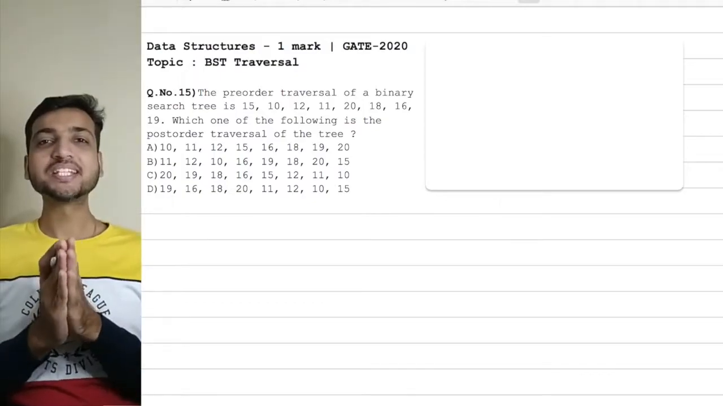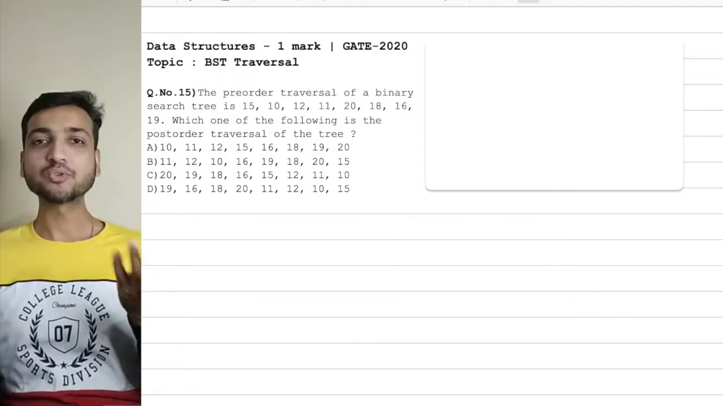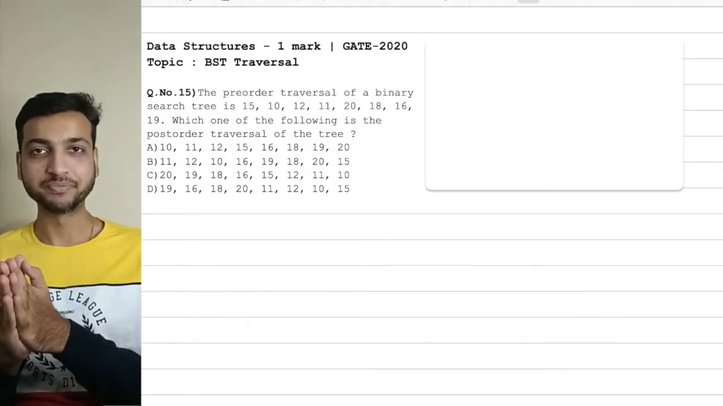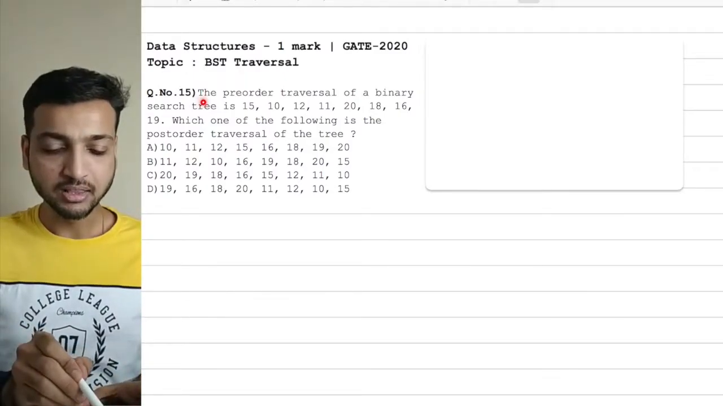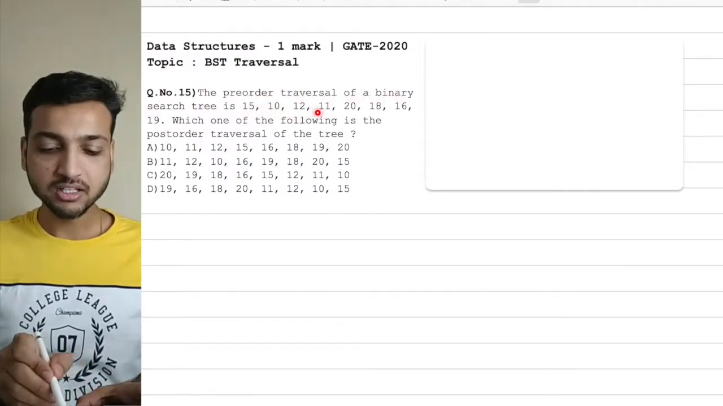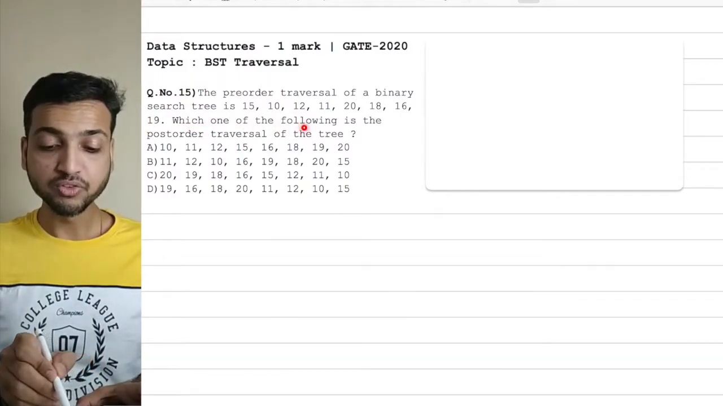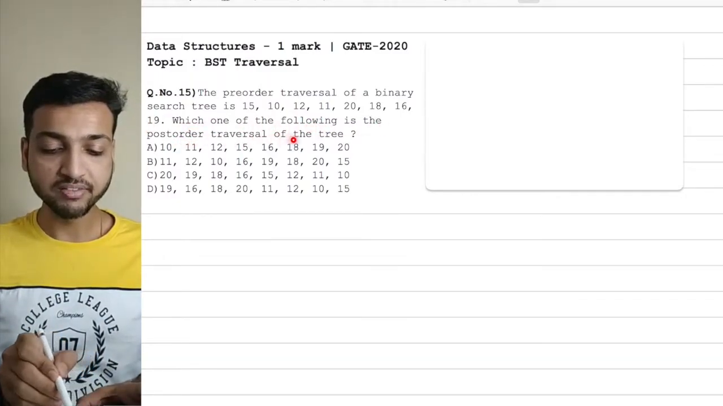So in this video, we're going to see a data structures 1 mark question from the year GATE 2020 and it's based on the topic of binary search tree traversal. So let's see what the question is. The pre-ordered traversal of a binary search tree is as given in the question. Now, which one of the following is the post-order traversal of the tree?